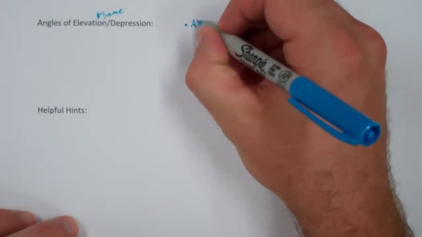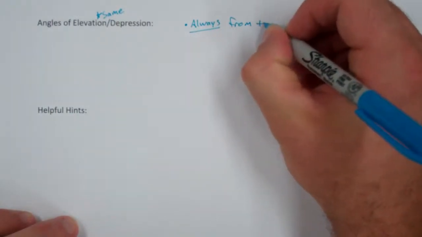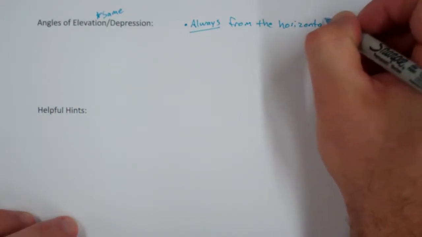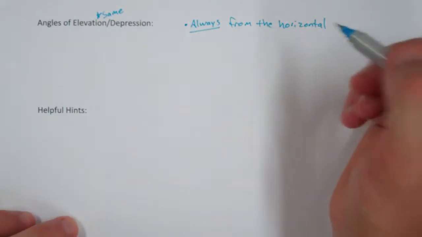These are always from the horizontal. We never read these from the vertical. So let's take a look at what this would look like in a triangle.